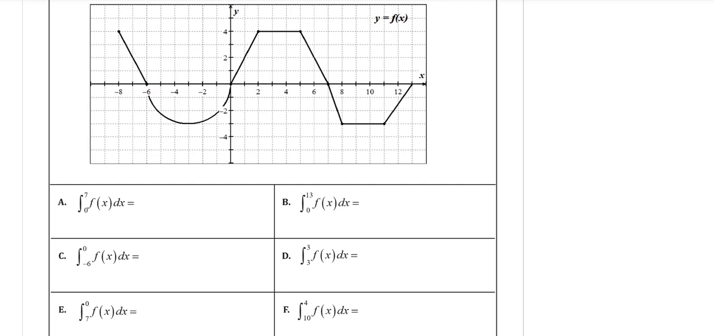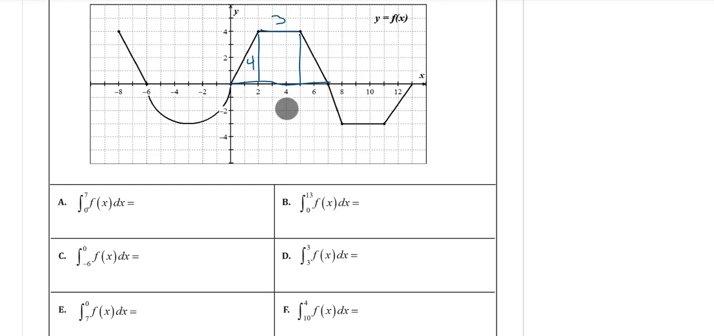Letter A says we want to integrate f of x from 0 to 7. So we can find the area, and we have a giant trapezoid here. We have a base here of 7, another base here of 3, and then a height here of 4. Now, if you want to break that up into 3 smaller pieces, that's fine too. So you have a rectangle here.